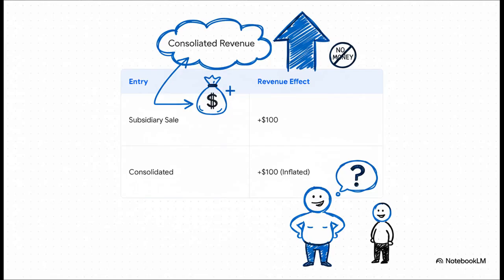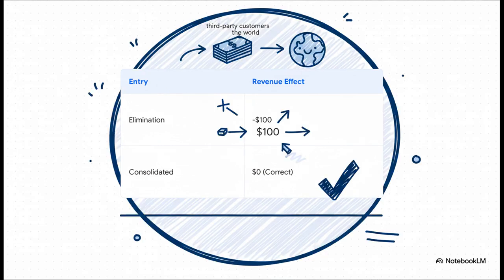For instance, let's say a subsidiary books a $100 sale to its parent. Without any adjustment, that $100 flows directly into the consolidated revenue line. But since no cash has actually entered the empire from an external customer, the group's performance looks artificially inflated. The solution is what we call an elimination entry. We simply remove the $100 intercompany sale and any related profit. What's left on the consolidated income statement is revenue that comes only from sales to third-party customers, giving us a truthful measure of the empire's economic interaction with the rest of the world.